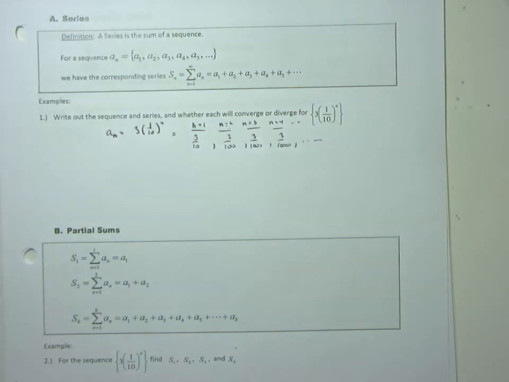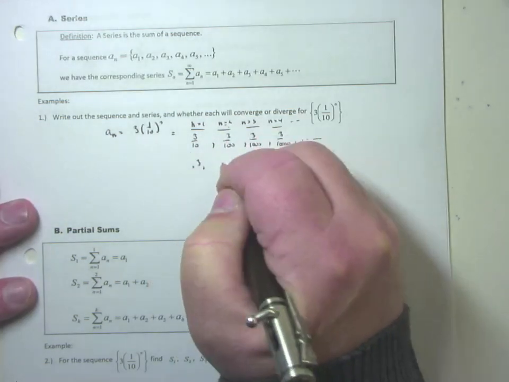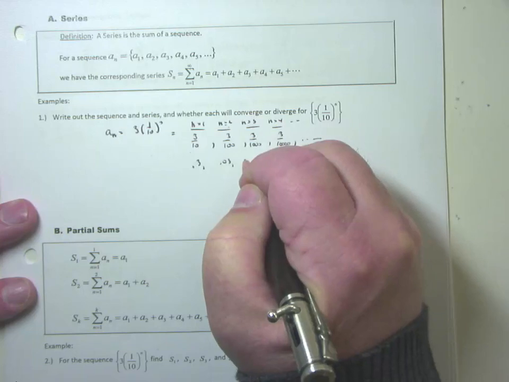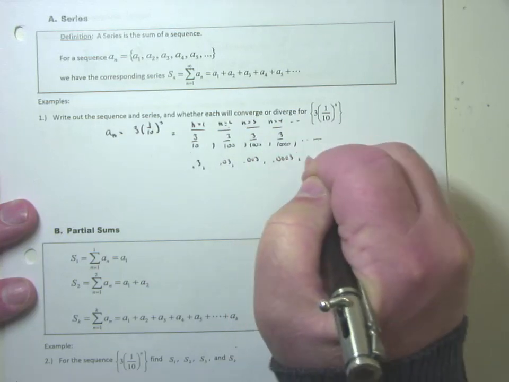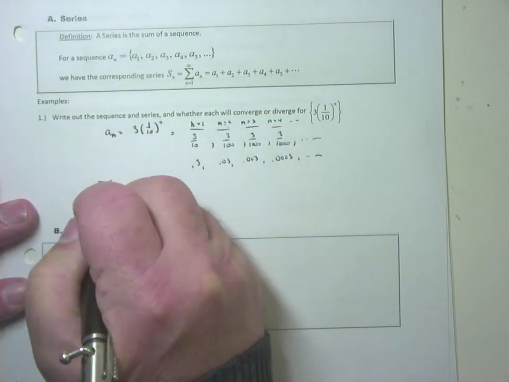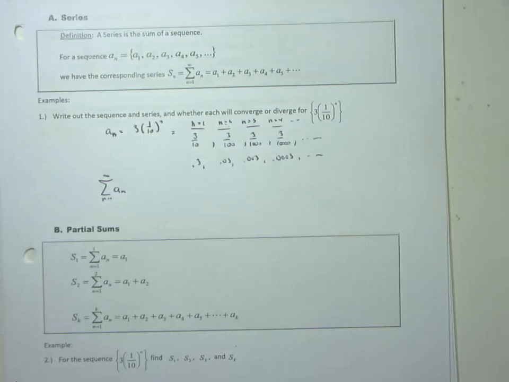This is the sequence. You can see the pattern on this guy, but maybe it would be better if we just wrote it in decimal form. Maybe you can see the pattern. It's the same thing, but in a little different way. This would be 0.3, 3/100 is 0.03, 3/1000 is 0.003, 3/10,000 is 0.0003, and dot, dot, dot. Now we're talking about a series. A series is the summing up of a sequence.